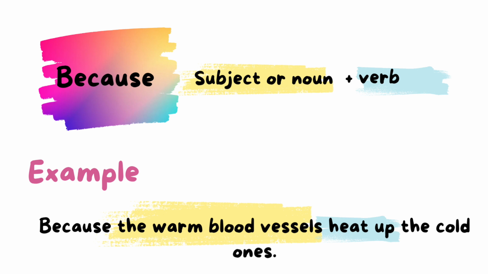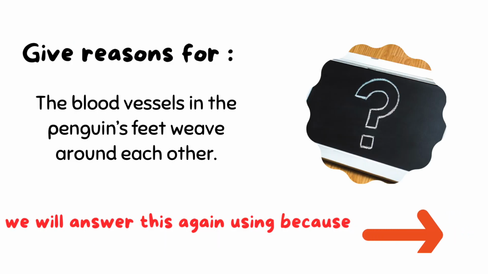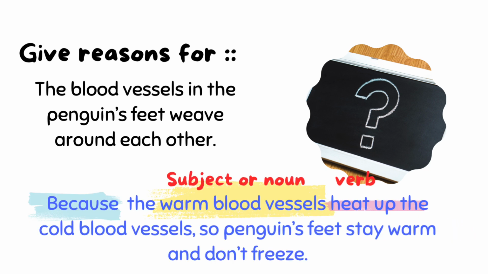Okay, so let's go to the give reasons question here. The blood vessels in the penguin's feet weave around each other. Why? We can answer this question by using because: because the warm blood vessels heat up the cold blood vessels, so penguins' feet stay warm and don't freeze. It seems that is a long sentence, but it's very easy if we understand how to write it.